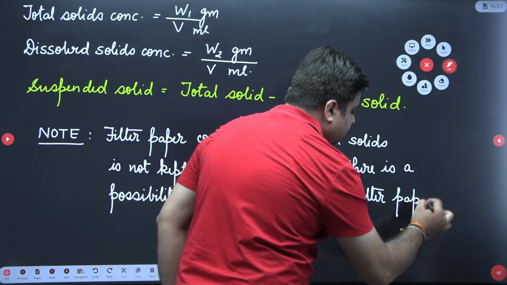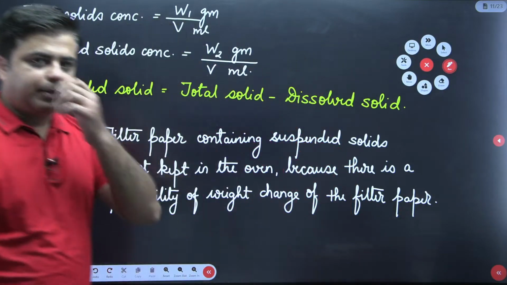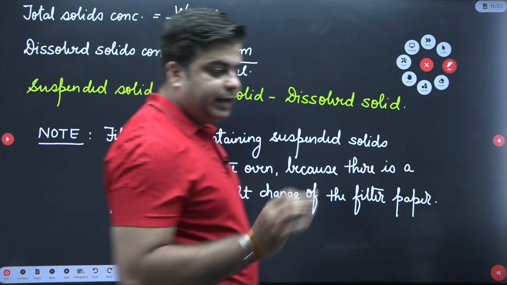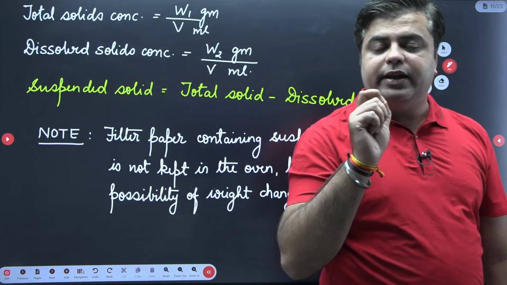Because there is a possibility of weight change of the filter paper, right? So this is one of the very, very important facts that should be kept in mind. We never keep the filter paper in an oven.